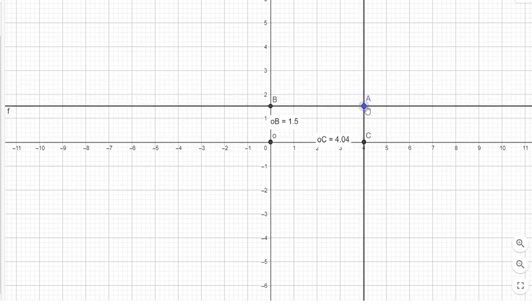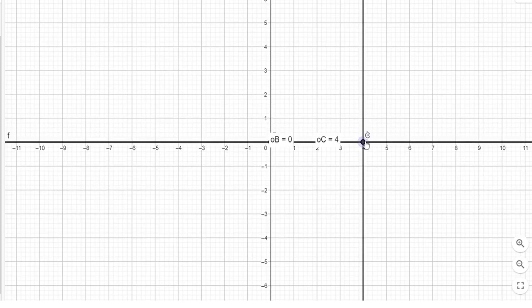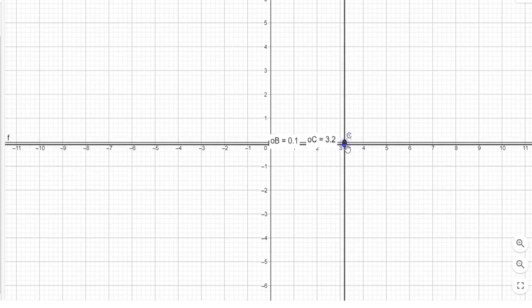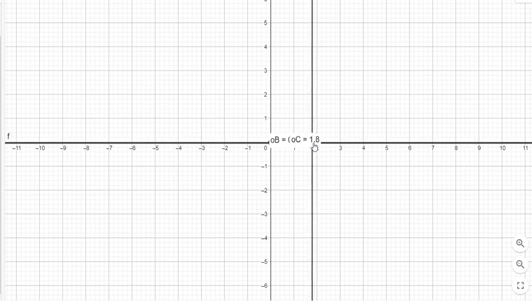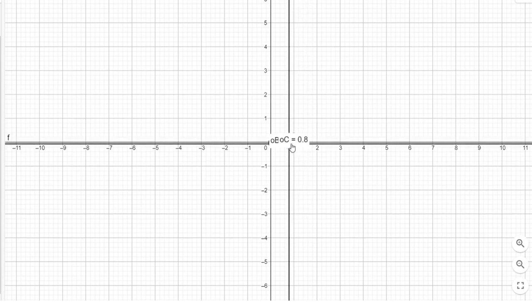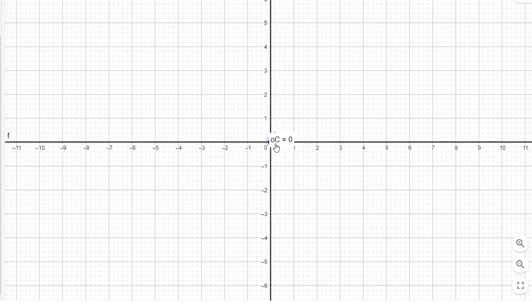Now let us see what happens if A coincides with O. Here A has come to the x-axis, so the y coordinate is 0. Now I am changing the position of A onto the origin. When the point A has come onto the origin, OC is equal to 0. That is, the x coordinate is also 0. So the coordinates of the origin are (0, 0). The x coordinate is 0 and the y coordinate is 0.